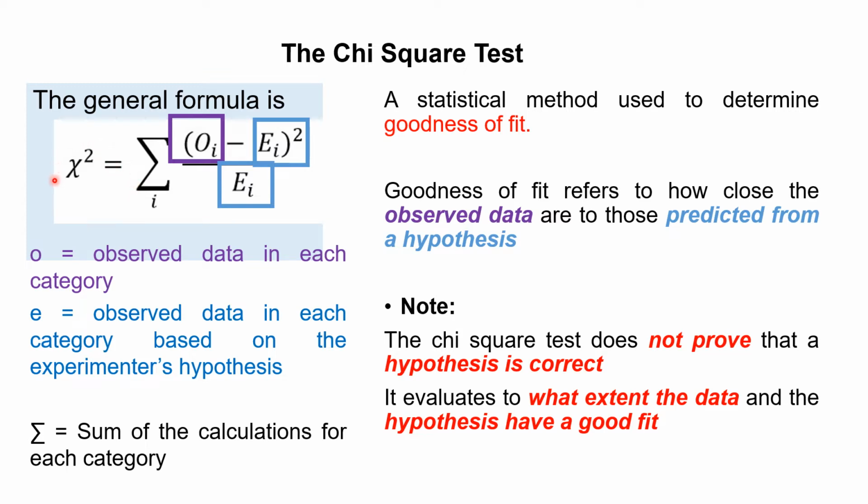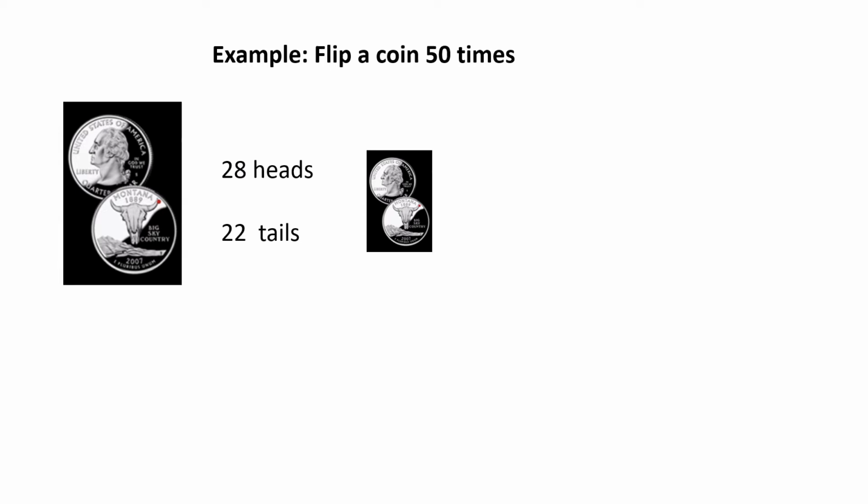And this is the general formula. Here you have chi-square, this is the Greek letter, and here you have the observed, here the expected data, and here you have again the expected data. And let's try to solve an exercise, which is much easier than explaining just the theory.